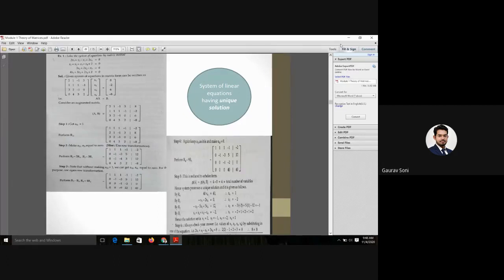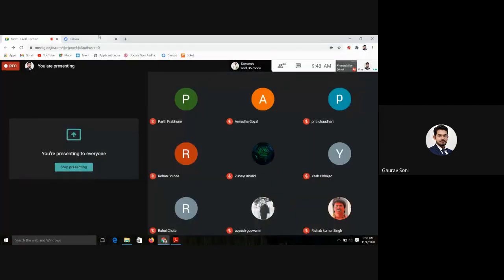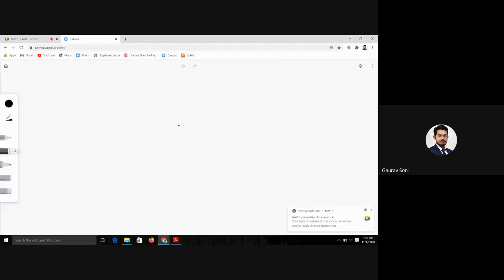Fine. So let's go for solving examples now. So that was the complete theory part of our system of equations. Now, example number 1. Solve the following system of equations.